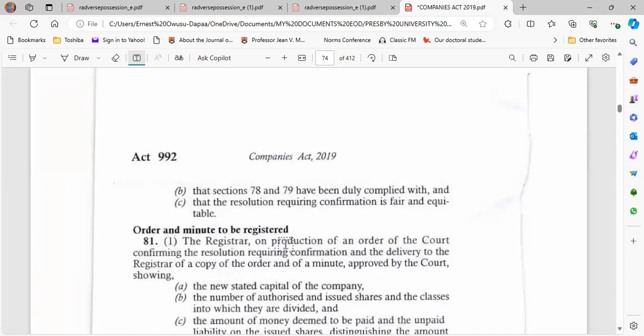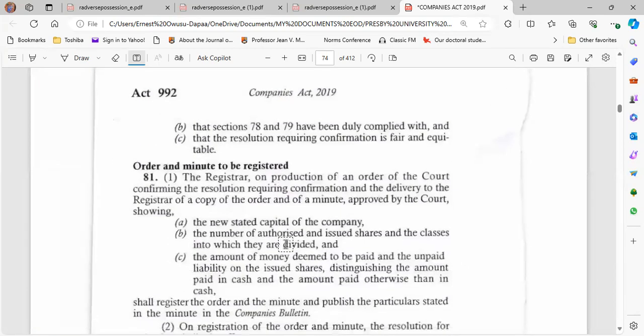And as part of the application, the minutes, don't forget that there's a special resolution. A special resolution is also actually passed at the meeting. So Section 81 says that the registrar, that is the Registrar of Companies, on production of an order of the court confirming the resolution requiring confirmation, and the delivery to the registrar of a copy of the order and of a minute approved by the court showing the following.